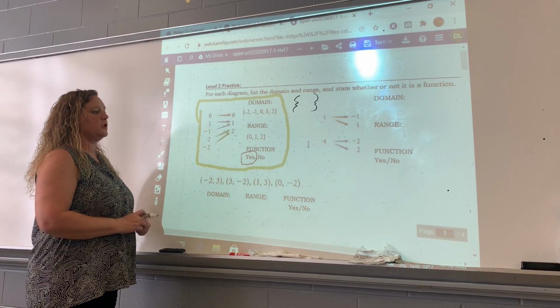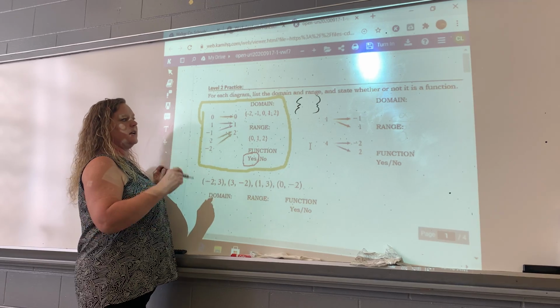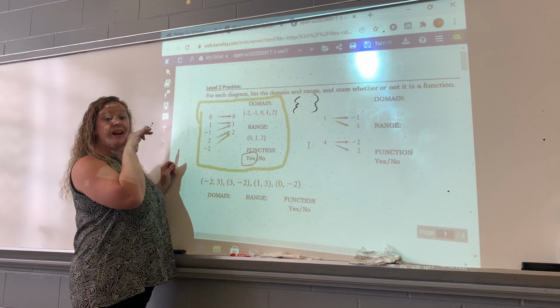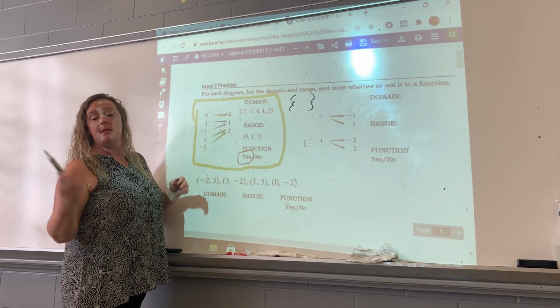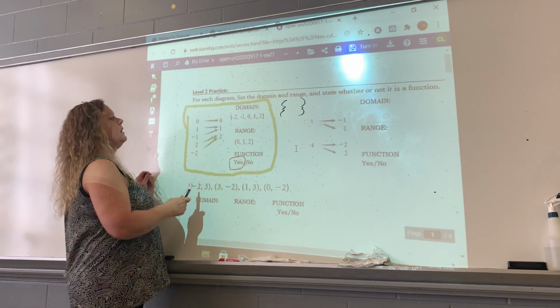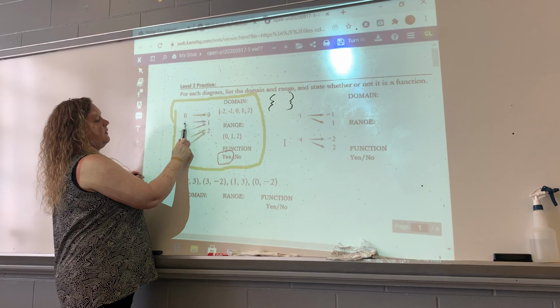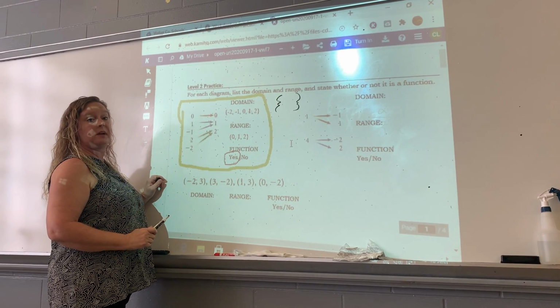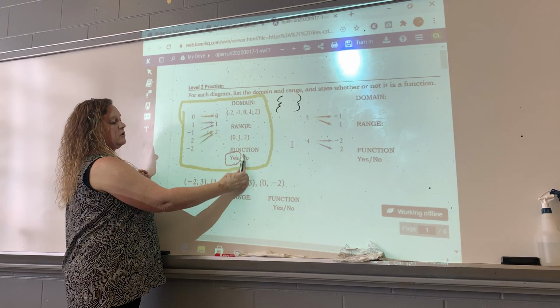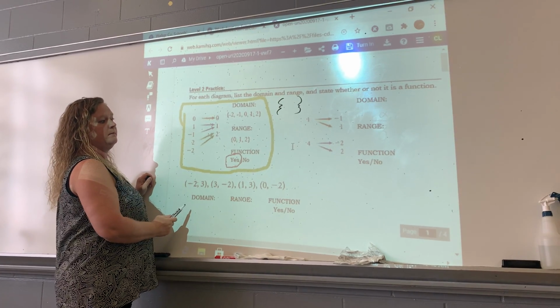Now, is this a function? Remember, what you're looking for is, does the X value repeat? We don't care if Y repeats, only if X repeats. Y not repeating makes it be something else, okay? So, X does not repeat, X does not repeat, X, X, X. None of the X values repeated. So this is a function, so I circled the yes, okay?